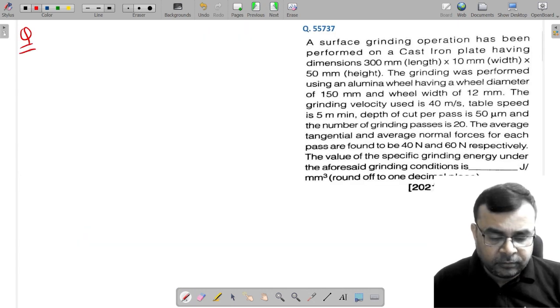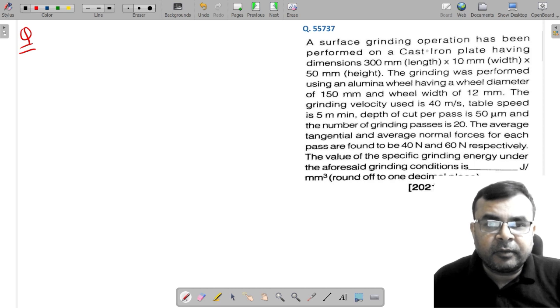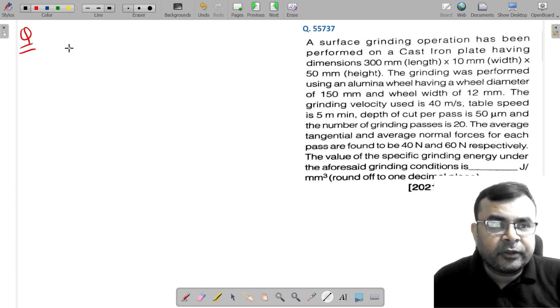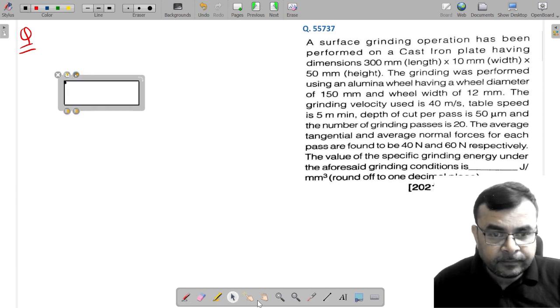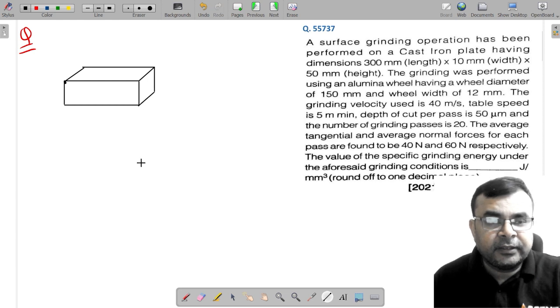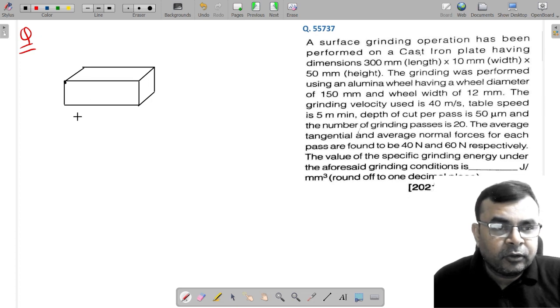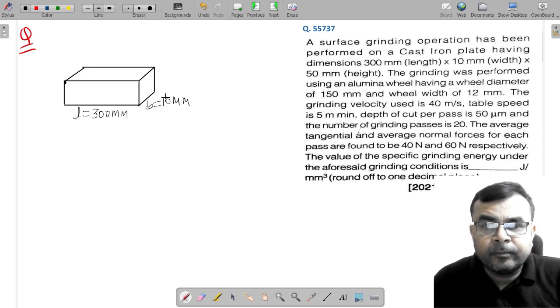Let's see another question. A surface grinding operation has been performed on a cast iron plate having dimension 300 by 10 by 50. So let's suppose if I draw, this is a work surface. We have a work surface like this. Length is equal to 300 millimeter, width is equal to 10 millimeter, and the height is 50 millimeter.